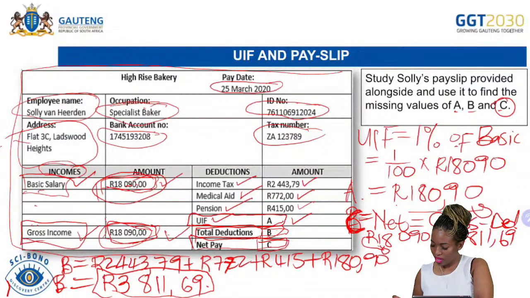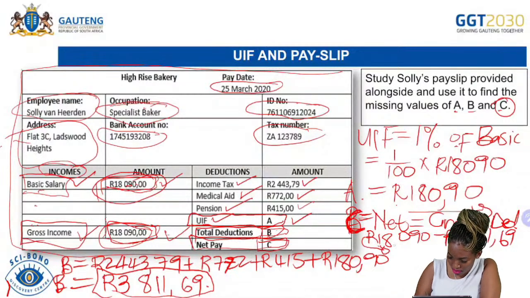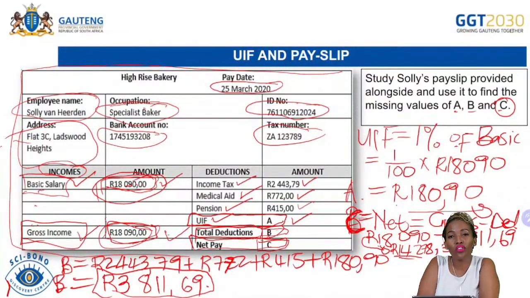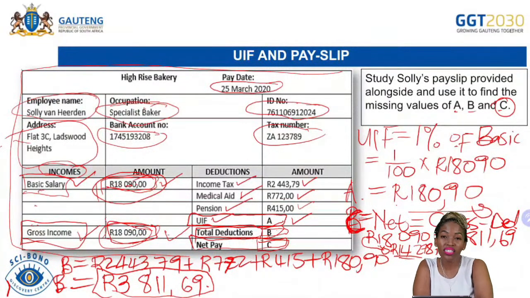Now we punch in on our calculators 18,090. The answer is 14,278 and 31 cents. So this is the money that Solly will be left with at the end of the month after all the deductions have been taken out.